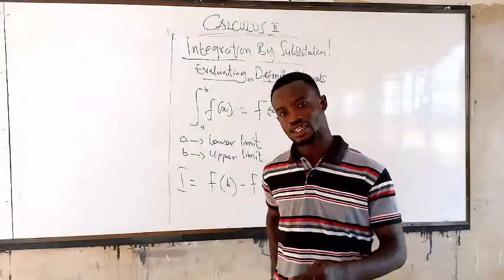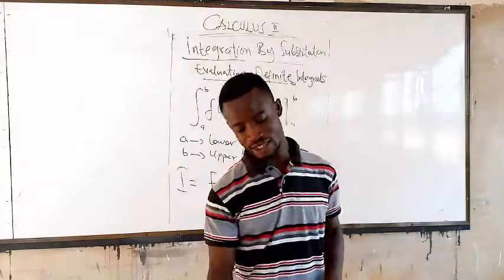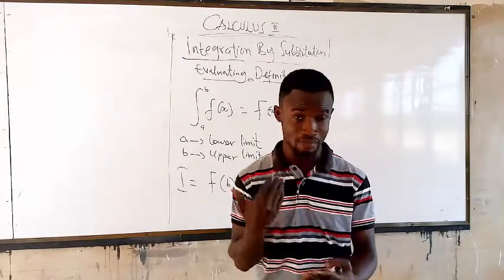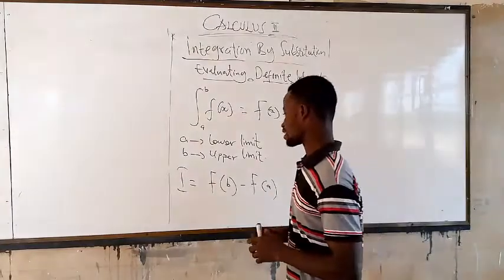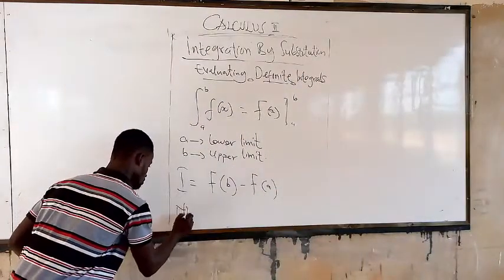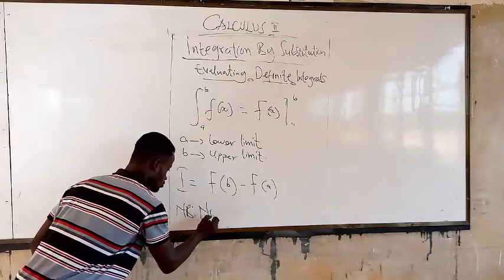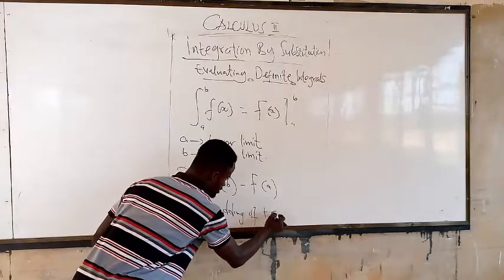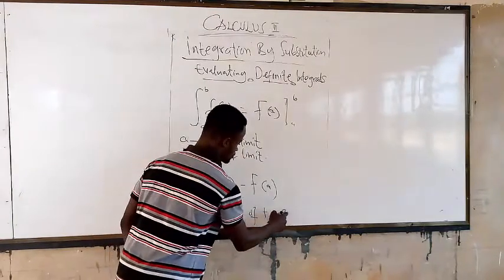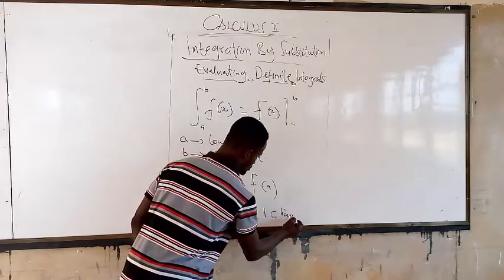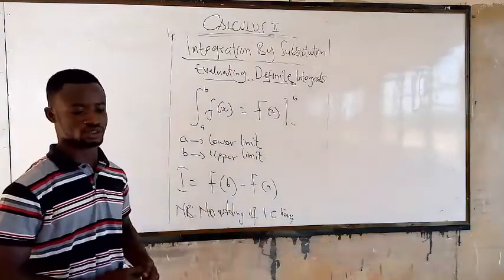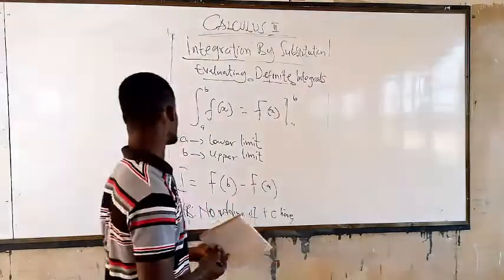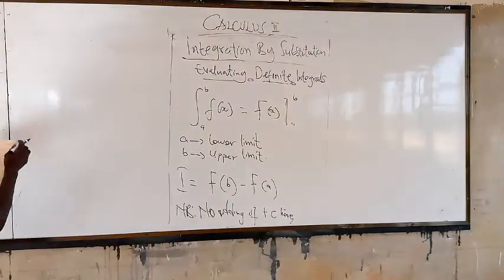And here, since we are dealing with definite integrals, we don't add plus C after integration. I beg you, no adding of plus C here. So it's going to result in a particular solution. Alright, so let's try our first example here.